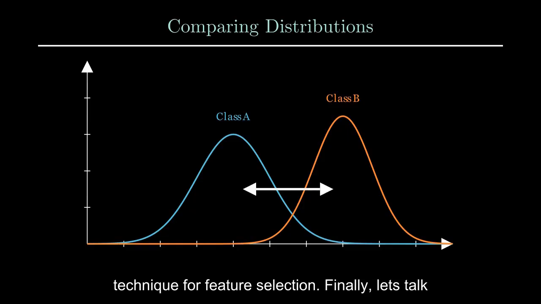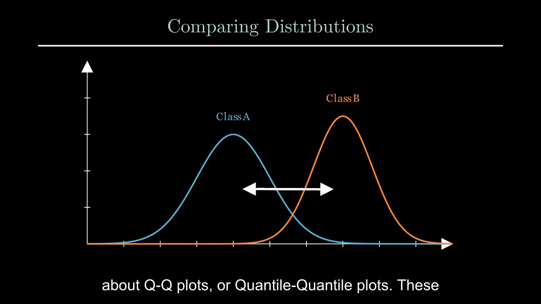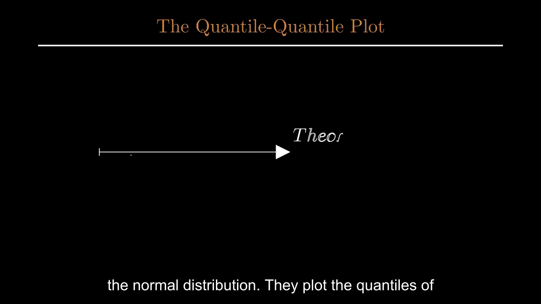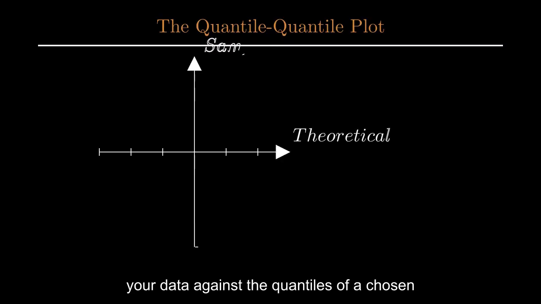Finally, let's talk about QQ plots, or Quantile-Quantile plots. These plots are used to check if a dataset follows a particular theoretical distribution, most commonly the normal distribution. They plot the quantiles of your data against the quantiles of a chosen theoretical distribution.